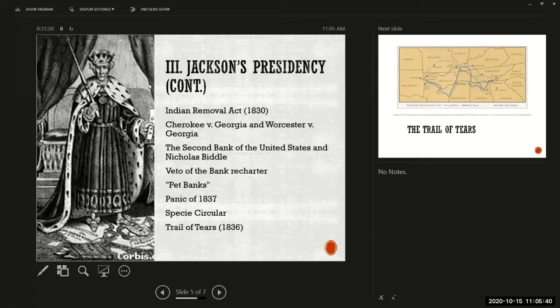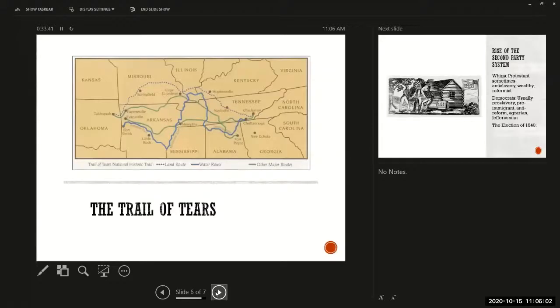Okay. In 1836, at the end of Jackson's administration, Native Americans, the Cherokees, were forced to travel that distance, as I said, between Tennessee and Georgia on the one hand and Oklahoma on the other. As a result of this, out of the 16,000 people who embarked on the Trail of Tears, it's estimated about 4,000 of them died along the way.